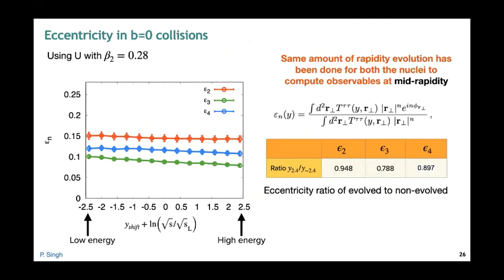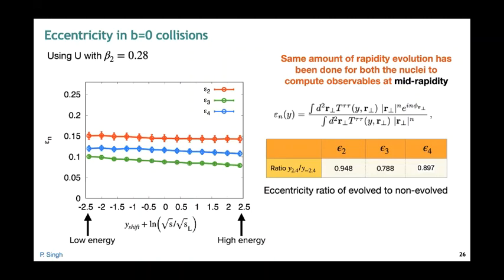Now this is for the real uranium nucleus with beta 2 equal to 0.28, which is the deformation parameter. Over here what you see is the eccentricity as a function of energy. Even though you are seeing -2.5, that basically means that energy has been scaled in such a way that you can compare it with your rapidity values. You're going from low energy towards high energy, and you see that epsilon 2 kind of remains the same, but epsilon 3 and epsilon 4, which have something to do with the fluctuation, are the ones that reduce a lot. This is more evident from this ratio, where epsilon 2 is hardly changed, but epsilon 3 has changed by like 20%, and epsilon 4 has changed by like 10%.